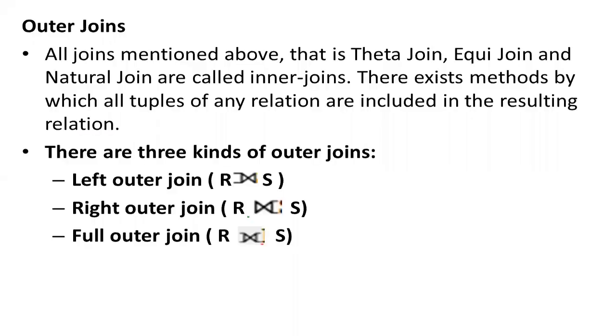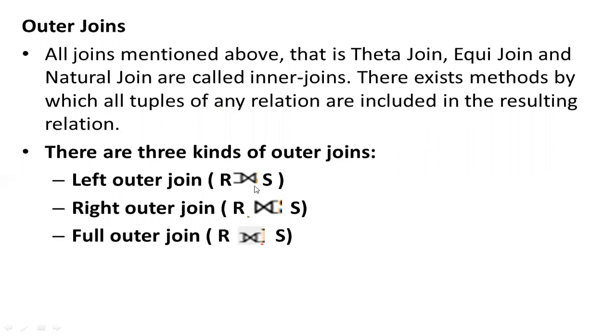Then the next category is outer join. In the outer join, we perform the join operation somewhat differently. All the joins mentioned above, that is theta join, EQ join, and natural join, are called inner joins. Then there exist methods by which all tuples of any relation are included in the resulting relation. In the outer join, we have three different classifications: left outer join, right outer join, and full outer join.